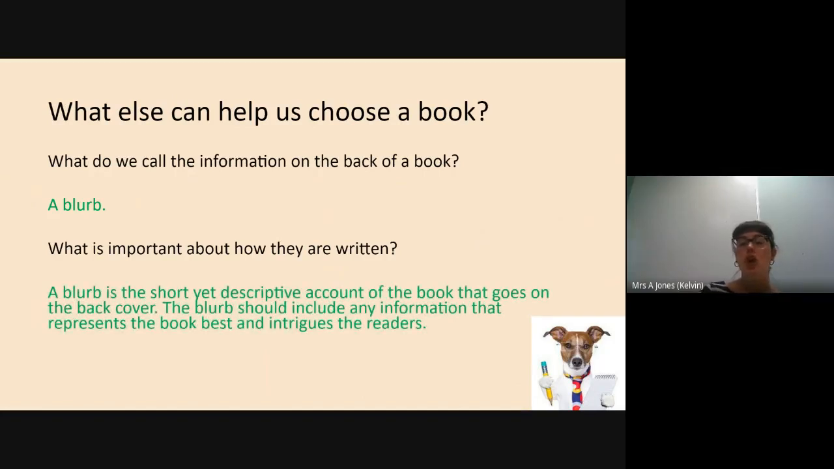Well, a blurb is the short yet descriptive account of the book that goes on the back cover. The blurb should include any information that represents the book best and intrigues the reader. So it's important that a blurb doesn't give all the information away, or else there would be no point in reading the book. But it's got to hook the reader and give some key information away, just enough to get us intrigued in the plot line.